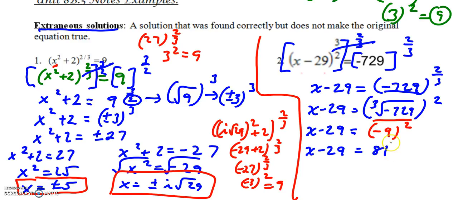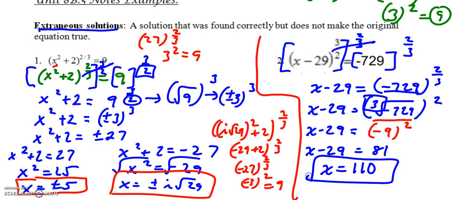Some of you might be wondering how come we don't have a plus or minus. That's because if you are taking an odd root, like a third, a fifth, a seventh, it's never going to be plus or minus. But if you're taking an even root, like 2, 4, 6, 8, you're always going to have plus or minus. So the answer, if you add 29, I got to be 110. If you got that far, good for you.